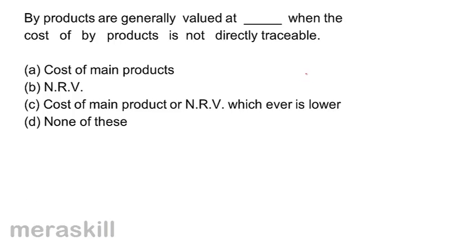Byproducts are generally valued at dash when the cost of the byproducts is not directly traceable. A. Cost of main products. B. NRV. C. Cost of main product or NRV, whichever is lower. D. None of these. Byproducts are generally valued at the net realizable value when the cost is not directly traceable. Therefore, the correct answer is B, net realizable value, NRV.